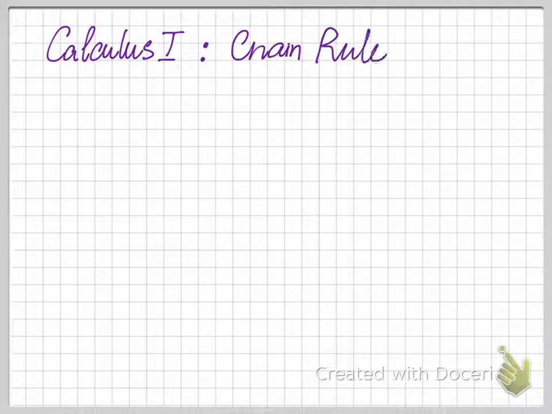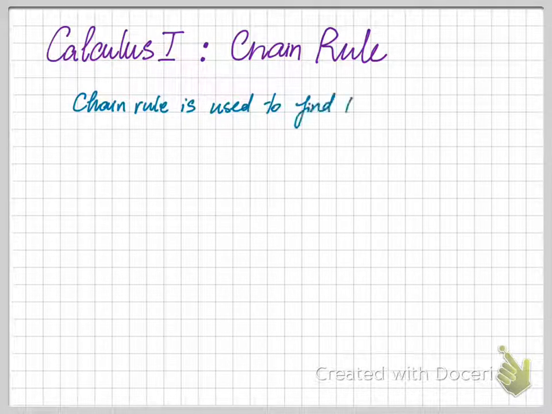This video shows how to use the chain rule to find the derivative of composite functions. So what is the chain rule? The chain rule is the rule that helps you find the derivative of composite functions.